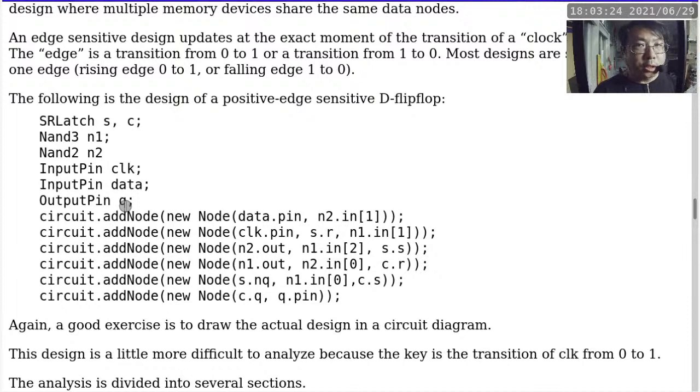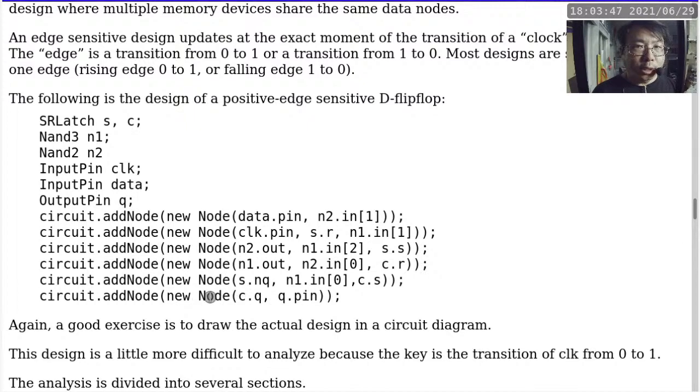The interconnection inside is what is making this circuit a little bit more interesting. So when I draw a circuit, I can either go from the input pin to the output pin, or I can go from the output pin back to the input pin. So let's do it backwards. Let's track down what is connected to the output pin of Q.